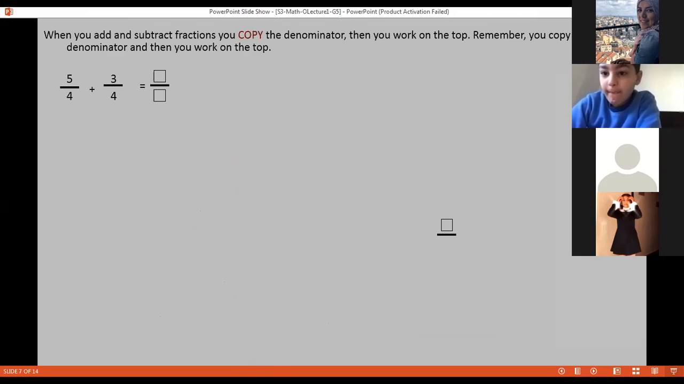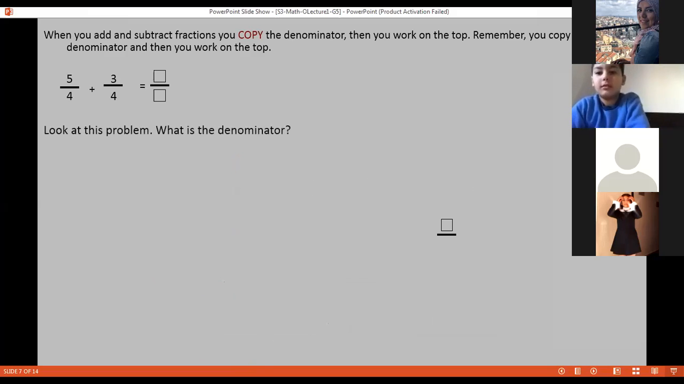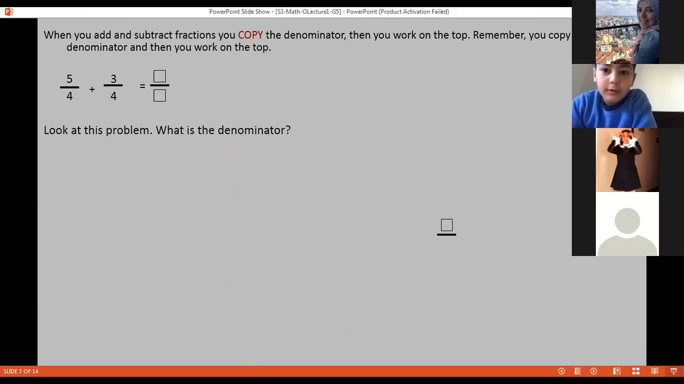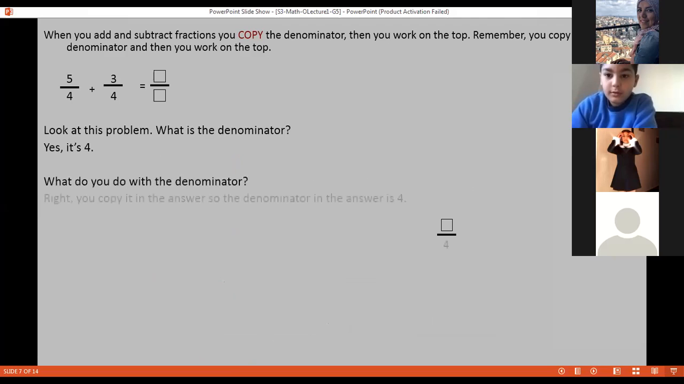So let us continue. When you add or subtract fractions, you have to copy the denominator as it is, then add or subtract the top numbers, which is the numerator. So look at this, 5/4 plus 3/4. What's the denominator? 4. So I need to copy the denominator as it is, which is 4.